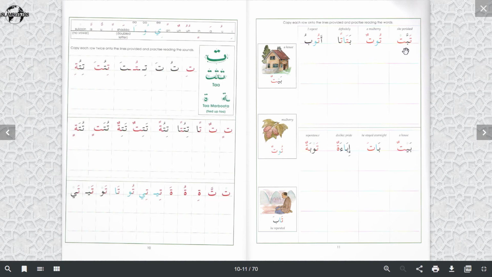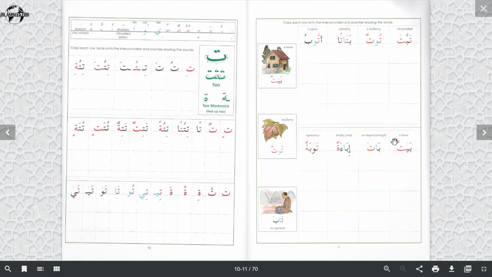Page 11. Listen carefully and repeat. Line 1. She perished. Tabbat. A mulberry. Tutun. Definitely. Batatan. I repent. Atubu.